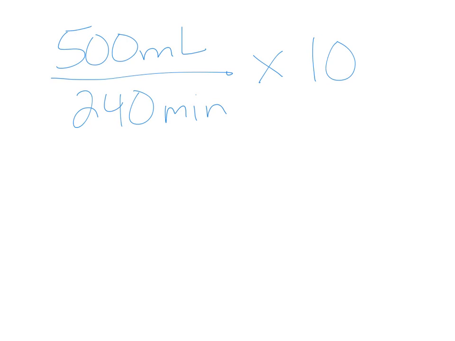That gives me about, no, that's not right. Sorry, calculator's being a turd today. 500 divided by 240 is 2.08, and then I'm going to multiply that by 10, and I get 20.8, which you could round to about 21 drops per minute, or say 20.8, that would be totally fine, but that's what we get on that one.